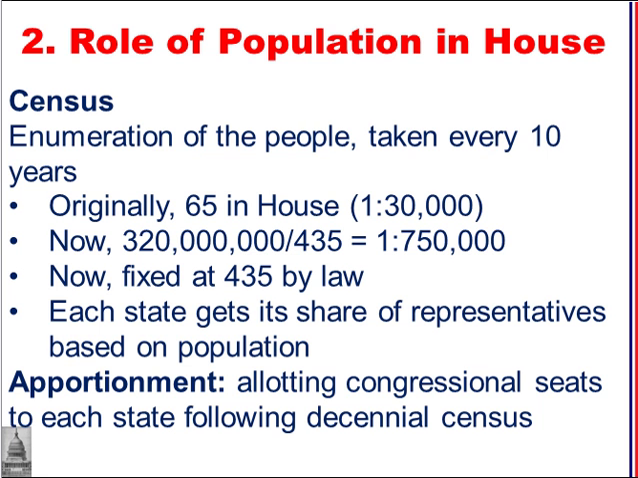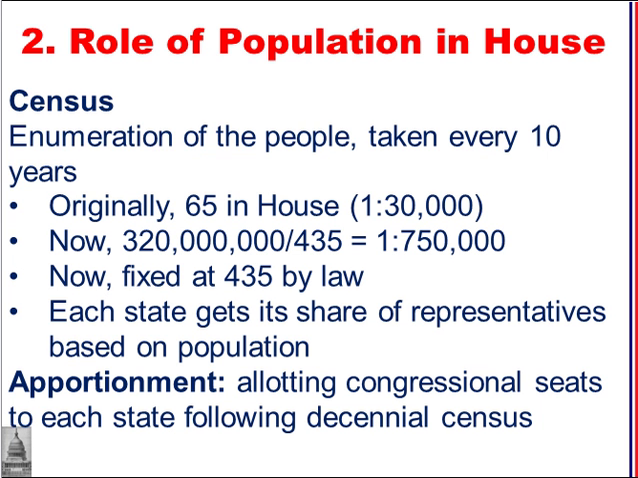So like I mentioned a second ago, originally there were 65 members of the House, or one member for every 30,000 people. Now, the population of the United States is approximately 320 million, so that makes one representative for every 750,000 people. And that number is set at 435 by law. So each state gets its share of representatives based on its population.